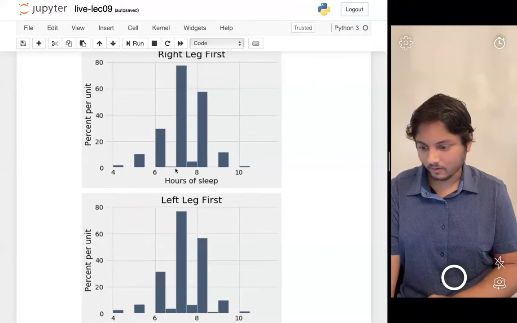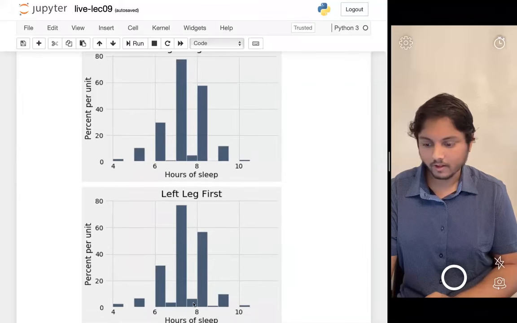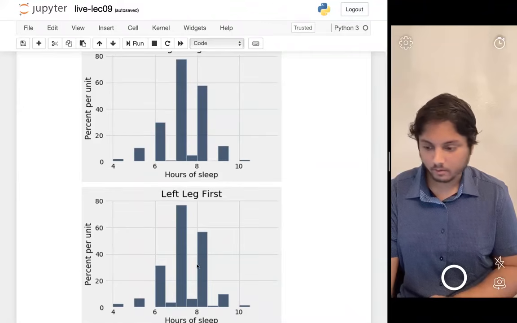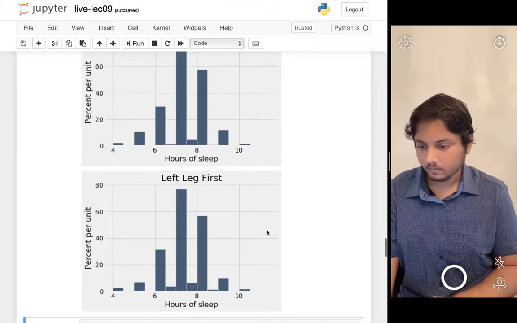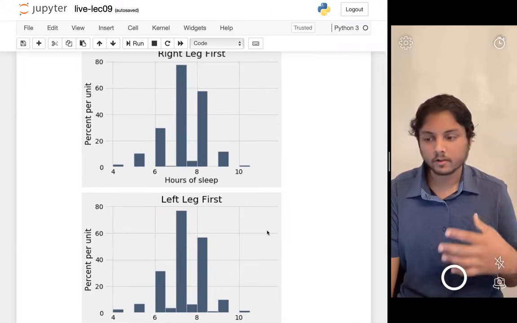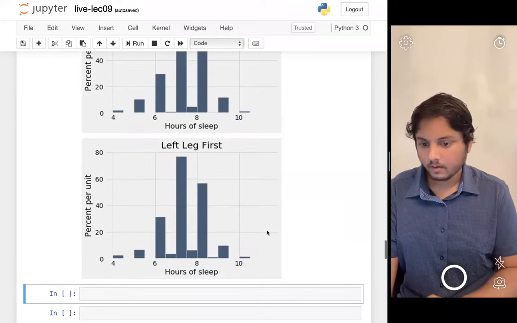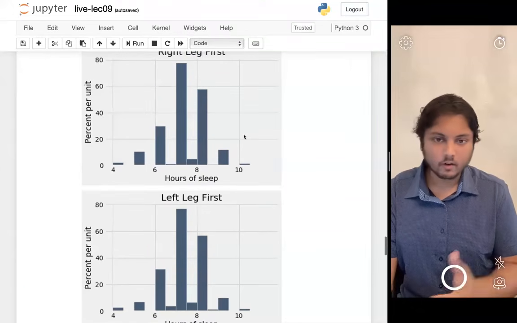But one thing is there's relatively more people from the left leg who have this 7.5 to 8 hours of sleep, and same for this bin too if you compare. So these are a little bit higher than these two maybe, or not higher rather, but the percentage is really what you want to look at here. So the percentage here seems to be larger, like the area is larger than this one, maybe a little bit. But basically, we're able to visualize histograms of two different subsets of our data set. And so this is one way to do that.